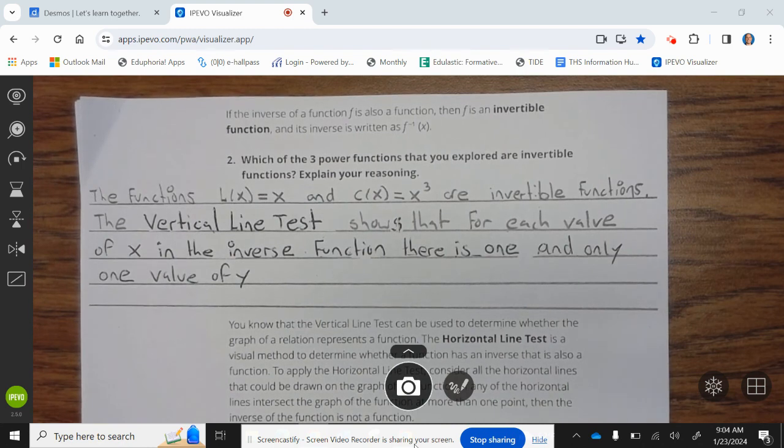If the inverse of a function f is also a function, then f is an invertible function, and its inverse is written as f to the -1 of x. 2. Which of the three power functions that you explored are invertible functions? Explain your reasoning. The functions L of x equals x and C of x equals x cubed are invertible functions. The vertical line test shows that for each value of x in the inverse function, there is only one value of y.